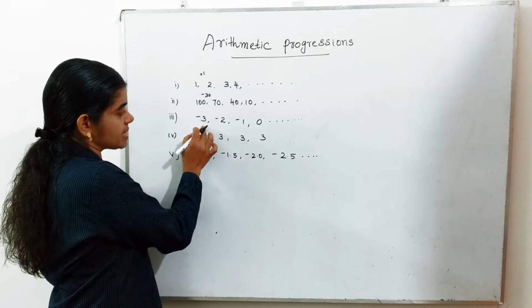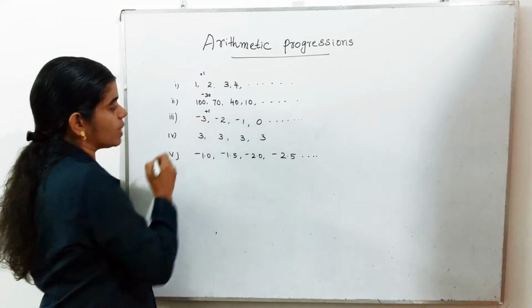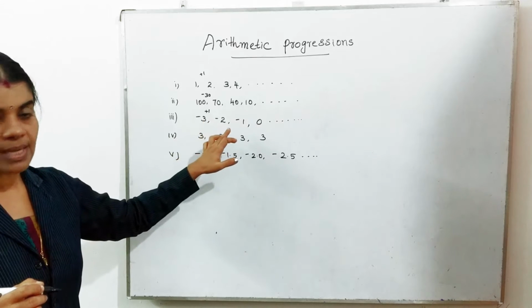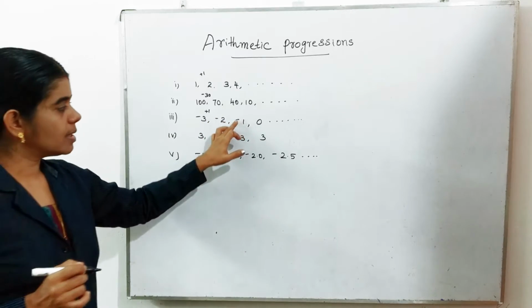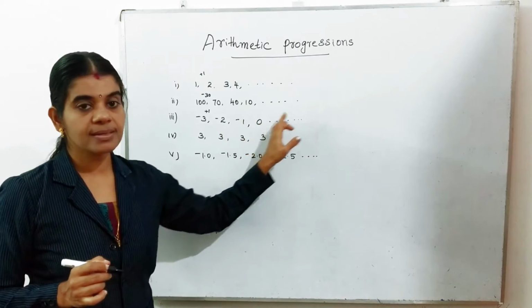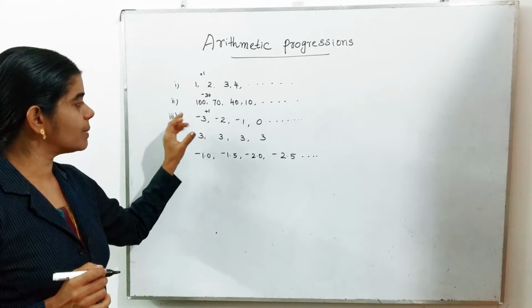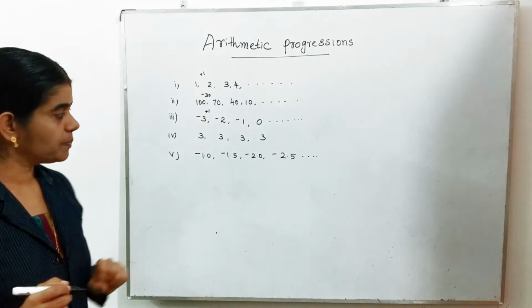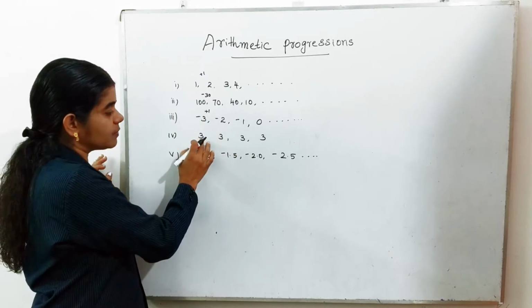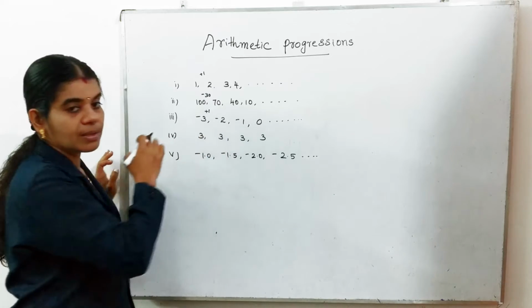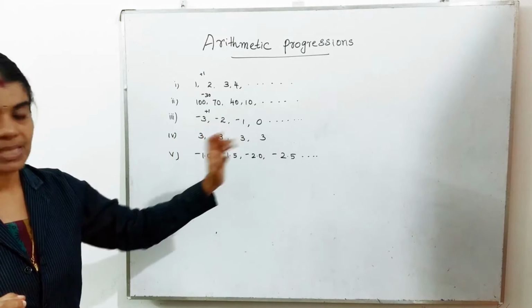Next one is minus 3. Here you want to add plus 1. Minus 3 plus 1 you are getting minus 2. Minus 2 plus 1 you are getting minus 1. Minus 1 plus 1 you are getting 0. Therefore here the common number added is plus 1. Next one is 3, 3, 3. All the numbers are equal. Therefore 3 plus 0 is 3. Again, here the common number added is 0.